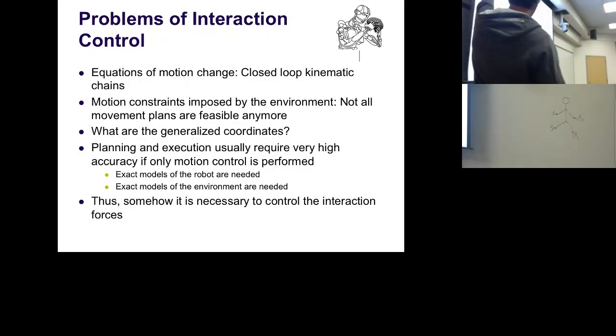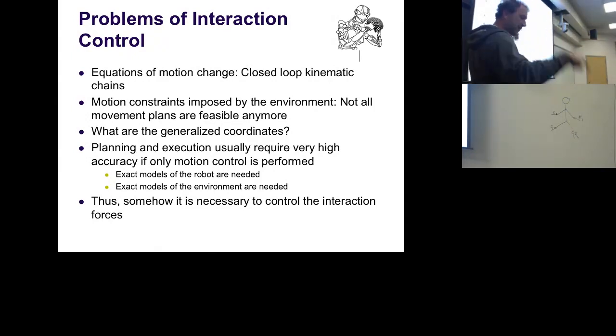Now, what happens the moment we interact with the environment? If you really think about the model, when we touch something, we suddenly get a closed loop kinematic system. It's not an open chain anymore. It becomes closed. The moment I touch something, this, through the environment, becomes a closed loop. That makes our kinematics and dynamics different, and you have to do something to model them appropriately.